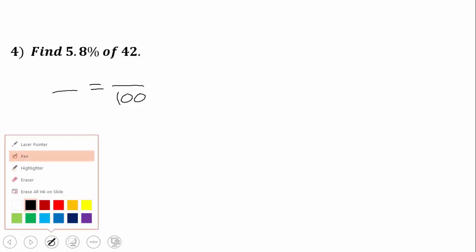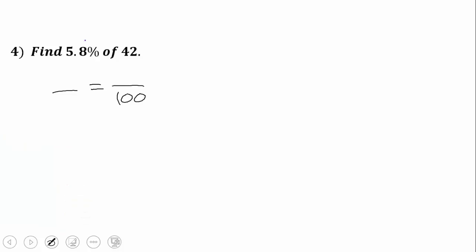Moving on. Find 5.8% of 42. Taking my percent template. Find 5.8%. Well, I've got my percent, 5.8. I write that right here. Now remember, these are not fractions. These are ratios. And I'm writing percent, and percent is any number over 100. I can have decimals if I want. Of 42, so I know that's my whole. So obviously, we're finding the part.